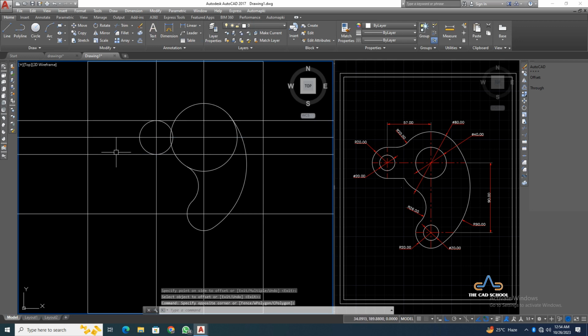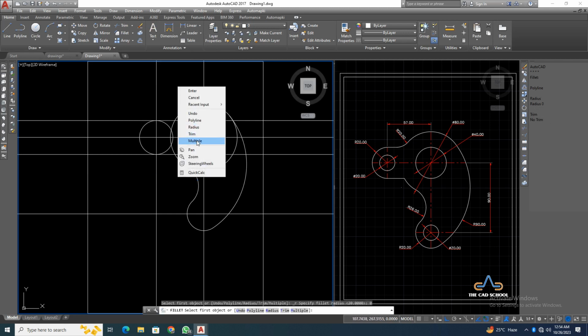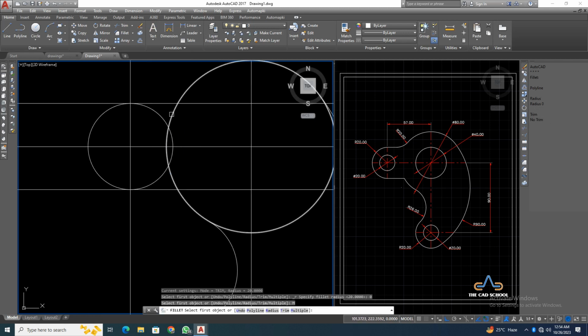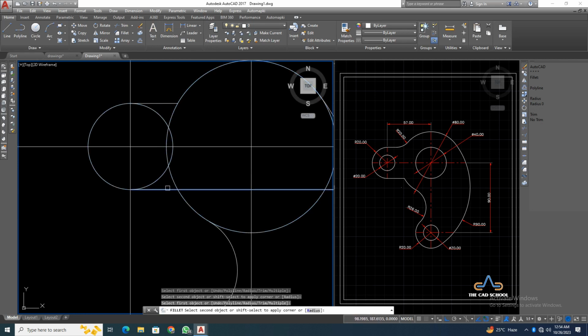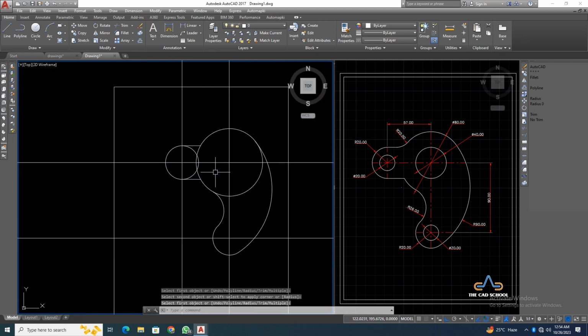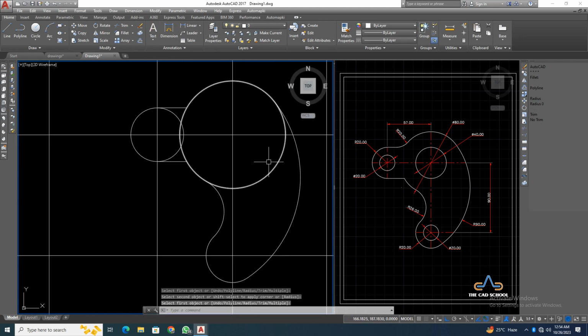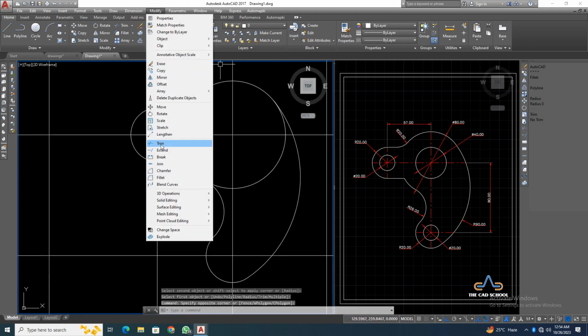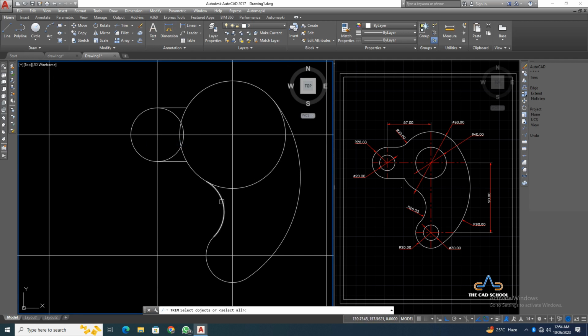Then to remove this portion of the lines I will be using fillet, radius 0 multiple times. Select this circle and line, and circle. Now remove this portion of the circle by selecting these arcs as cutting edges and these lines to remove this portion of the circle. Enter.